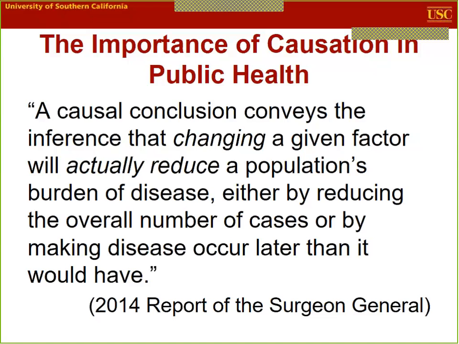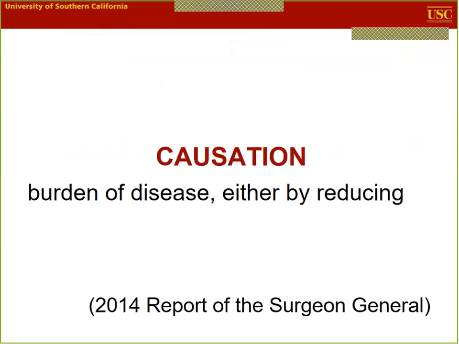A causal conclusion conveys the inference that changing a given factor will actually reduce a population's burden of disease, either by reducing the overall number of cases or by making disease occur later than it would have. So there's an important concept embedded here, which is confidence that changing a factor will actually change disease burden. Okay? And of course, our goal is to reduce disease burden. So I think in practice, when we get to the point of saying causation, we are saying with confidence that, say, reducing smoking will reduce the burden of smoking-associated disease.